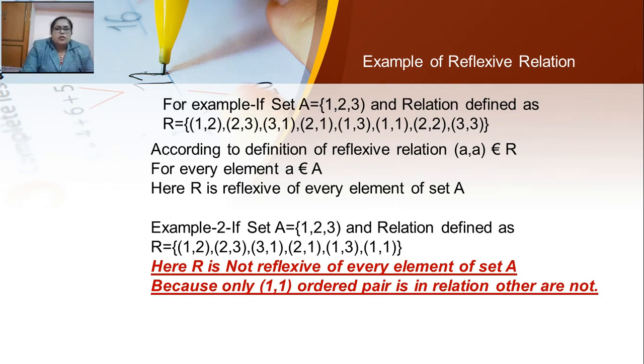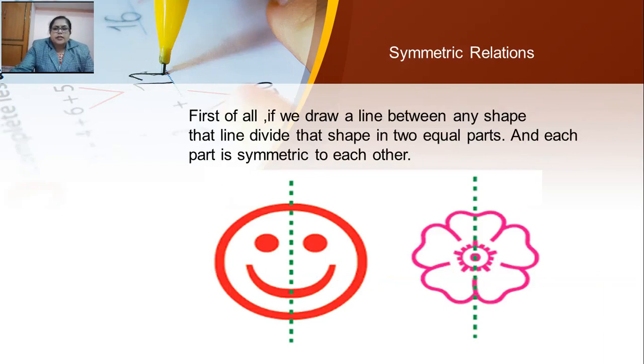Now what is a symmetric relation? Firstly we have to know what symmetry is. If we draw a line through any shape, that line divides the shape into two equal parts and each part is symmetric to the other. See in this picture, a smiley, we draw a line through the picture and it is divided into two equal parts, so this is called symmetry.